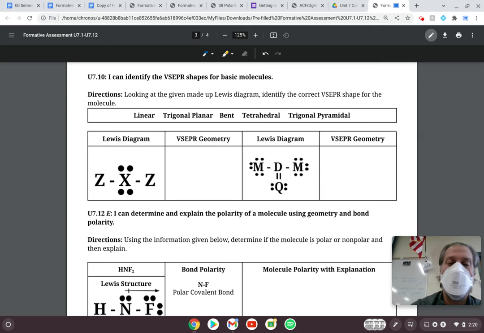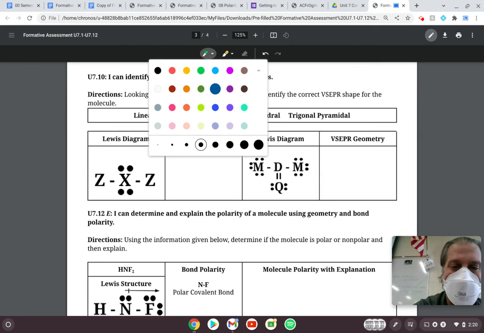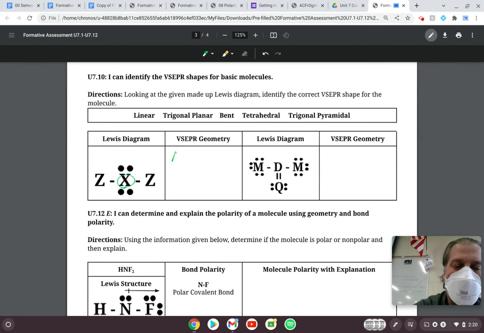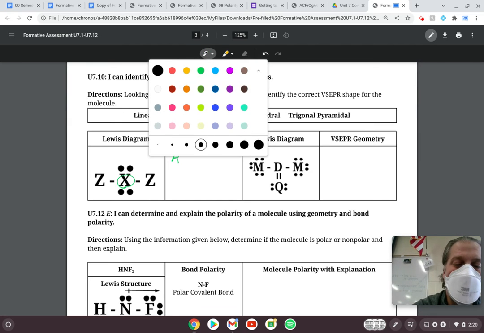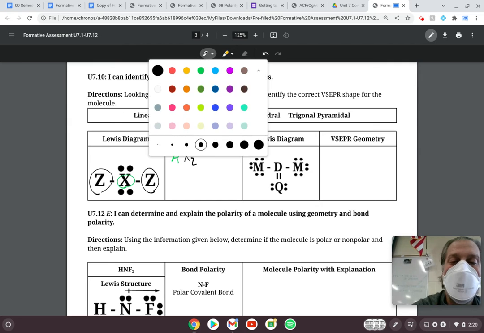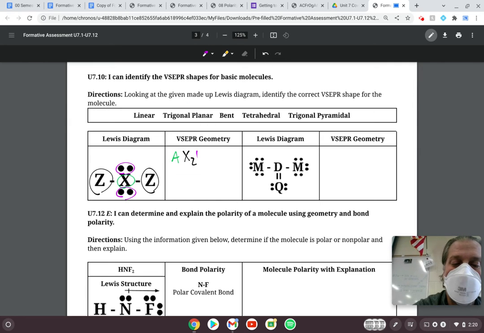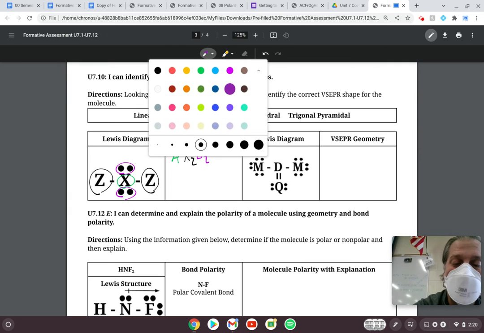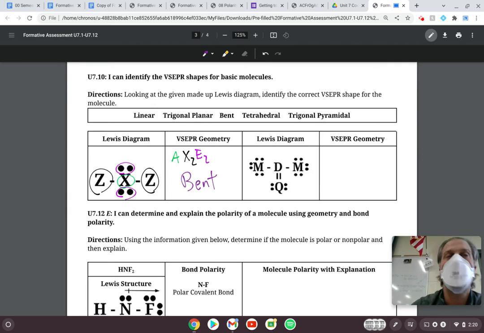So in this case, I'm going to go through my checklist in my head. X is my central atom, so that's an A. I have two atoms, the Z and the Z, bonded to it, so it's an AX2. And there are two pairs of unshared electrons on the central atom, so it's an AX2E2. Hopefully you recall that to be a bent molecule.